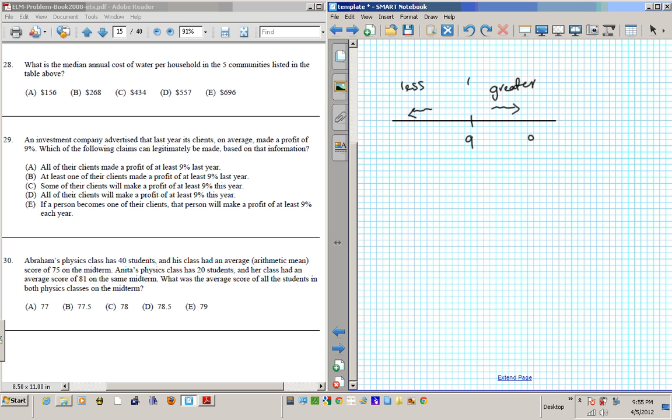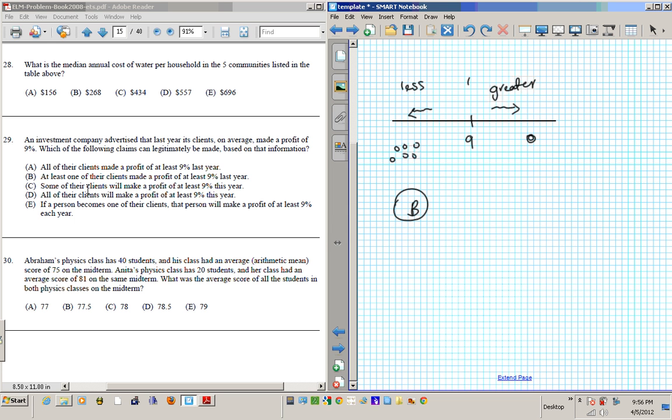That makes more sense, because if you have one here that has a huge number, then there could be others here to basically balance it out. Okay, so if there's at least one that made a profit, there's at least 9, that means it could be greater, then others made less, then it kind of balances it out. So B is the best option here.